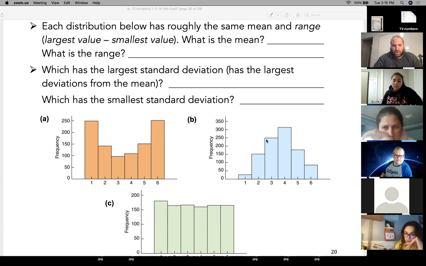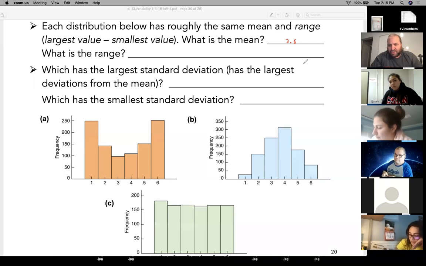Based upon these pictures, if you had to give a number to the mean, what would it be approximately? No, I said, what's the mean? The mean is the balance point. Where would I put my finger to balance this? Around 3.75. Okay, so I'm going to go with 3.6. But again, it's an approximation.